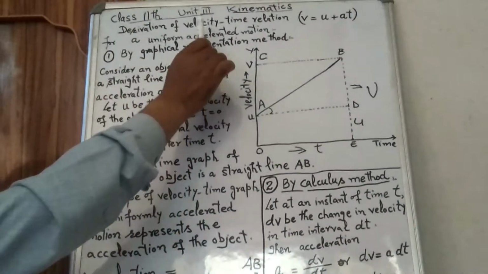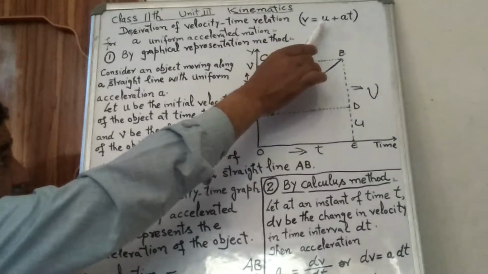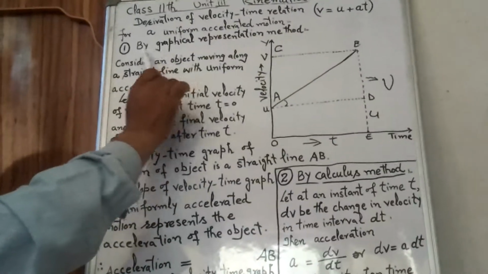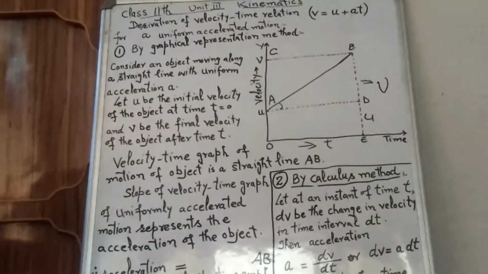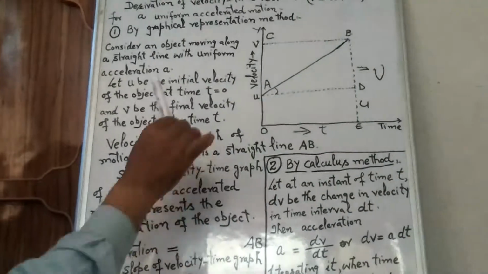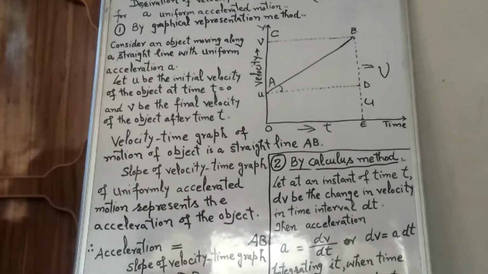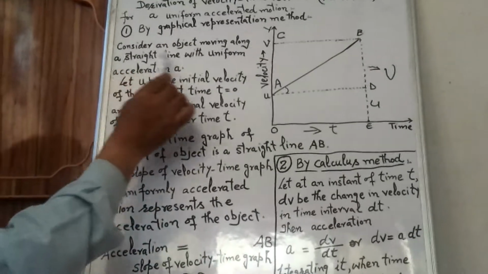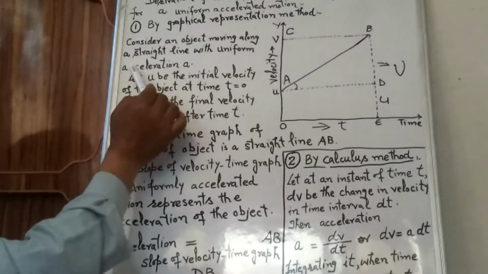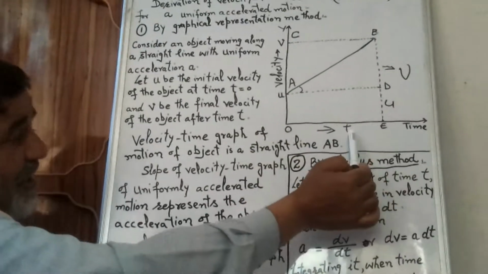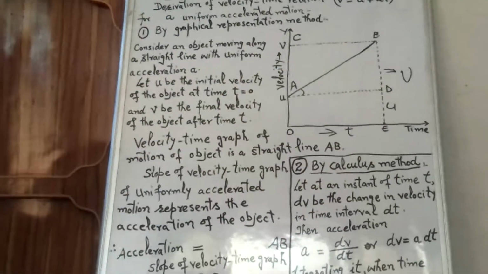Now, we will derive the velocity time relation, that is v = u + at, the first equation of motion, by the graphical representation method, as well as, since in the syllabus we have to derive it, by the calculus method. We will try both the cases. Here, by the graphical representation method, consider an object moving along a straight line with uniform acceleration a. Along the x-axis it is time, along the y-axis it is velocity.